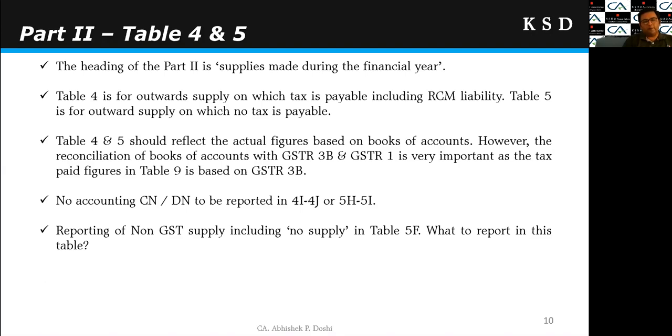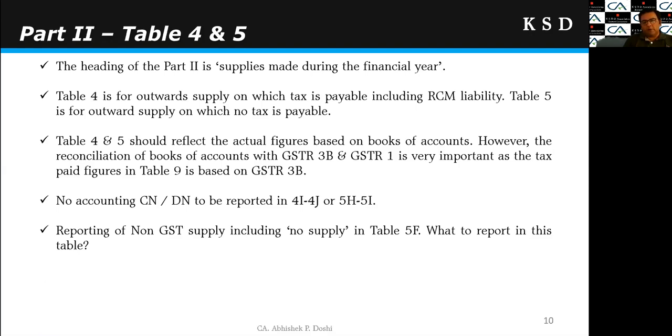and the same should not be reported in the GSTR 9. Then, reporting of the non-GST supply, including no supply, in table 5F. So what will we report in this table, right? As we all know, there is no clause or table for no supply reporting in your GSTR 1 or 3B. But they have additionally mentioned the word no supply in GSTR 9, right? So our suggestion is that we should not report the no supply data in GSTR 9, right?